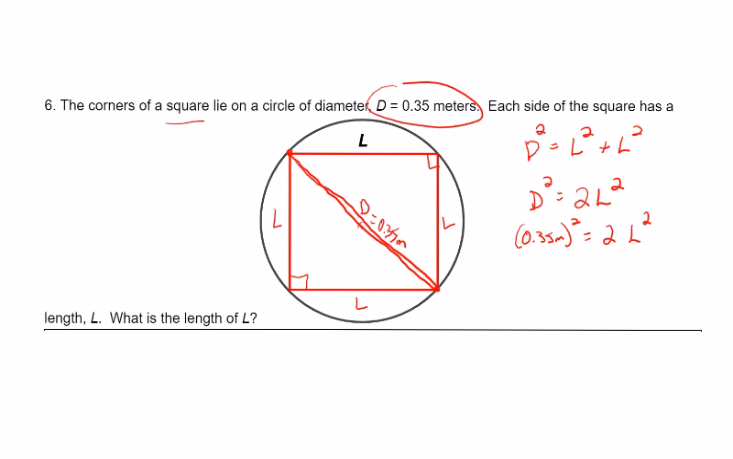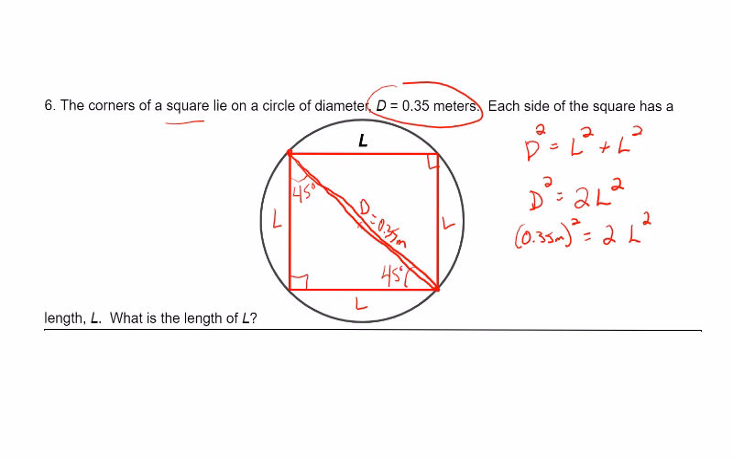Another way to do it is if it is L and L, that means it's an isosceles triangle. That means the angles that are opposite those sides have to be congruent. So this angle would have to be congruent to this angle. The only way that is true in a right triangle is if they are both 45 degrees.